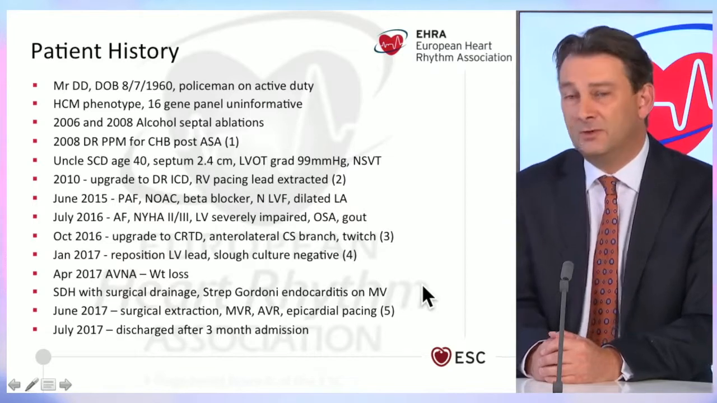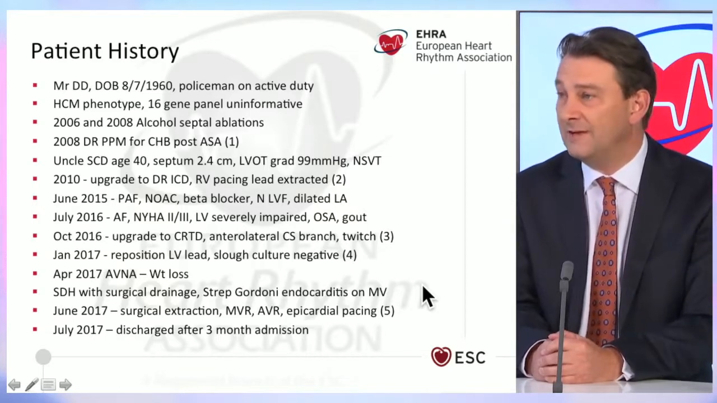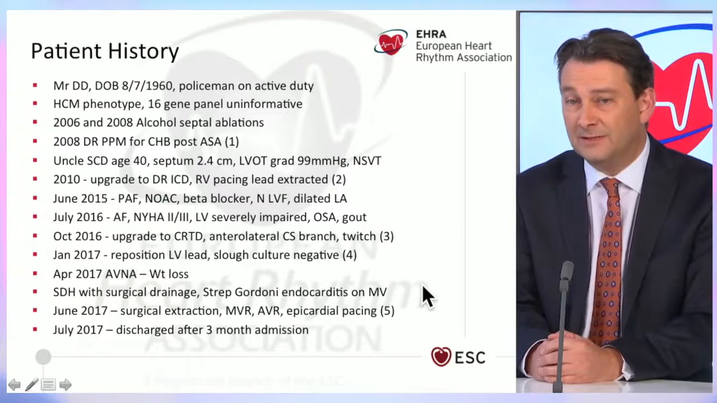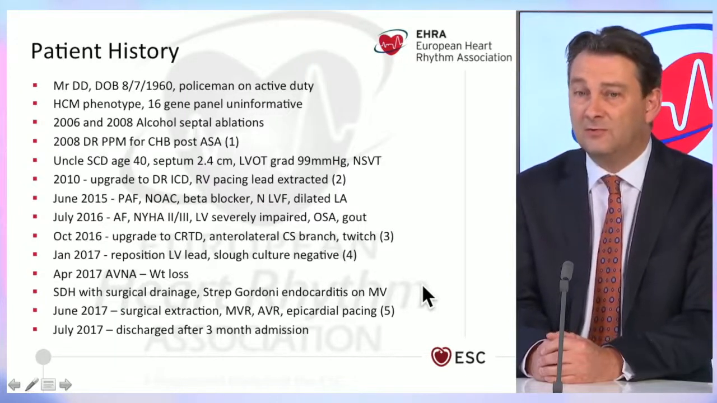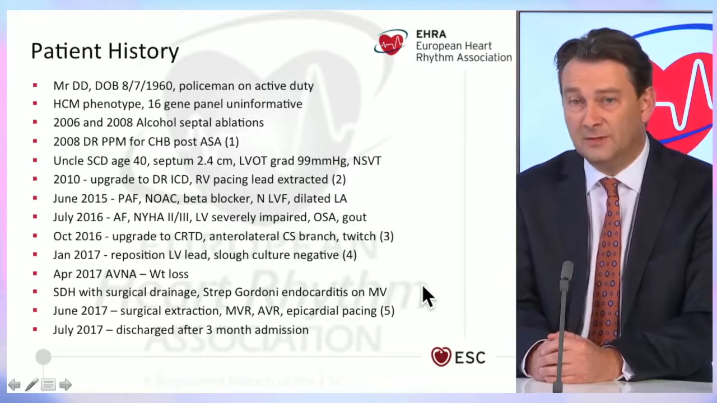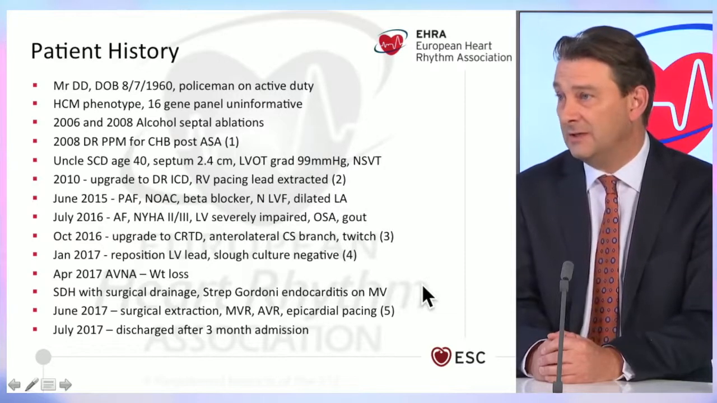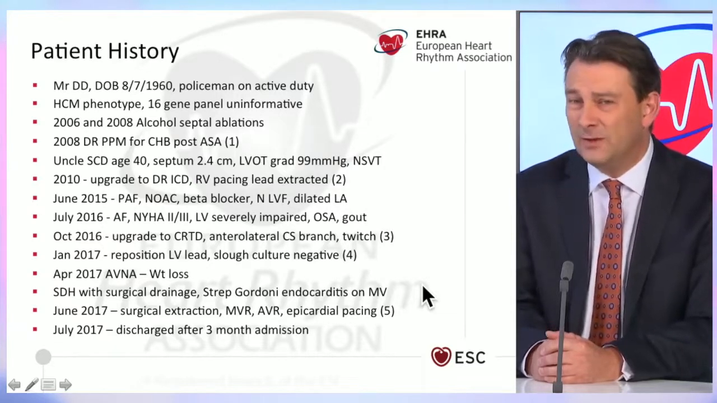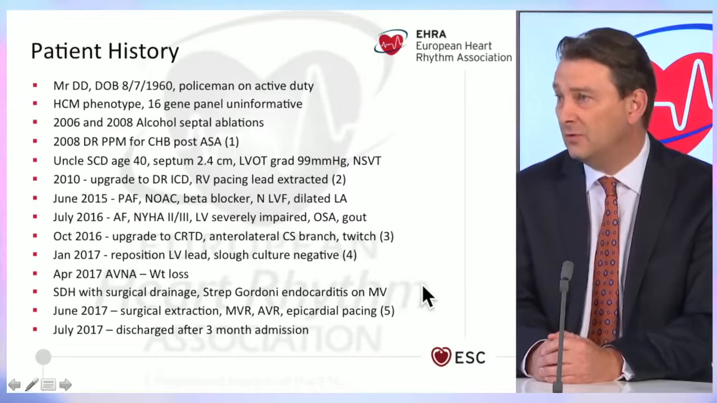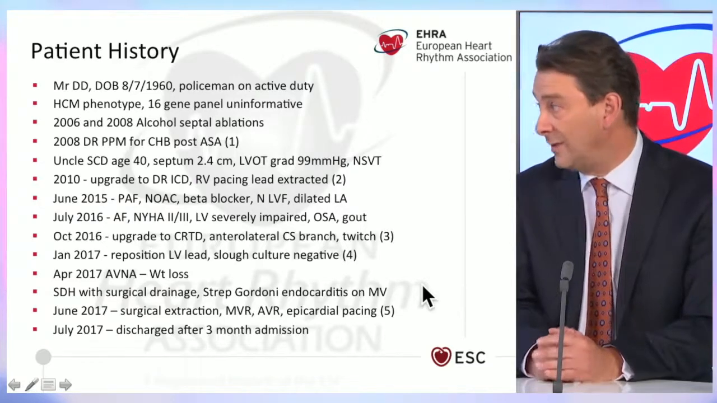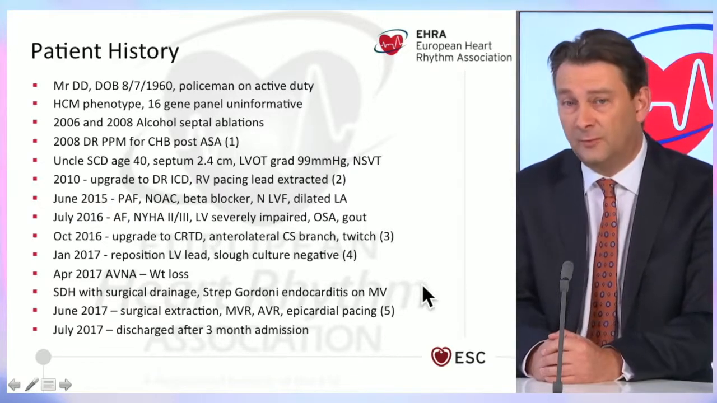In clinic review 2 years later, he had some non-sustained VT on his pacemaker interrogation. His LVOT gradient had returned to 99 millimeters mercury. His septum had re-expanded to 2.4 centimetres, and there was an unusual episode that his uncle died of sudden cardiac death, age 40, though he hadn't been diagnosed with hypertrophic cardiomyopathy.